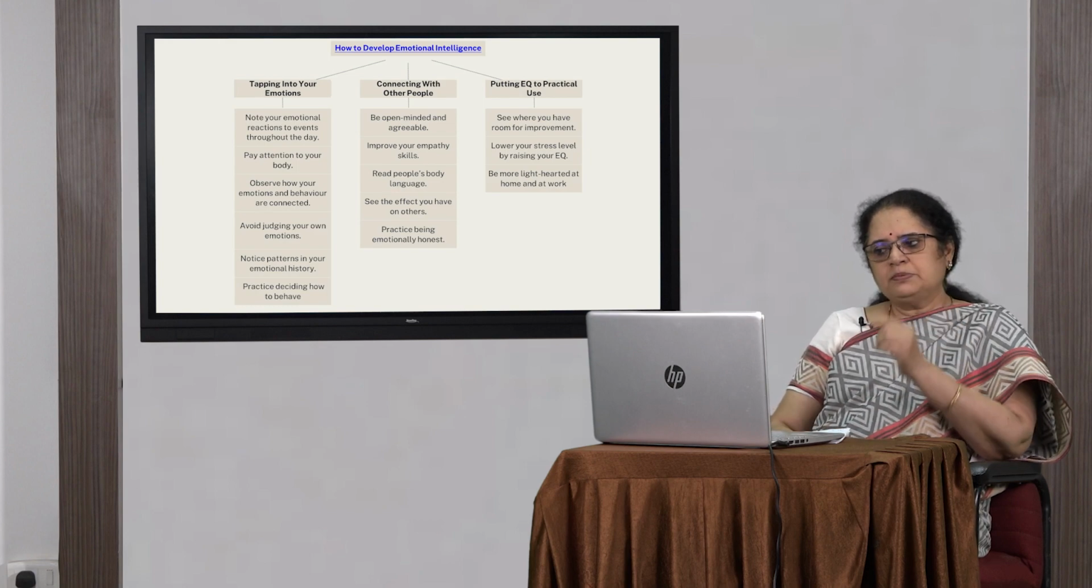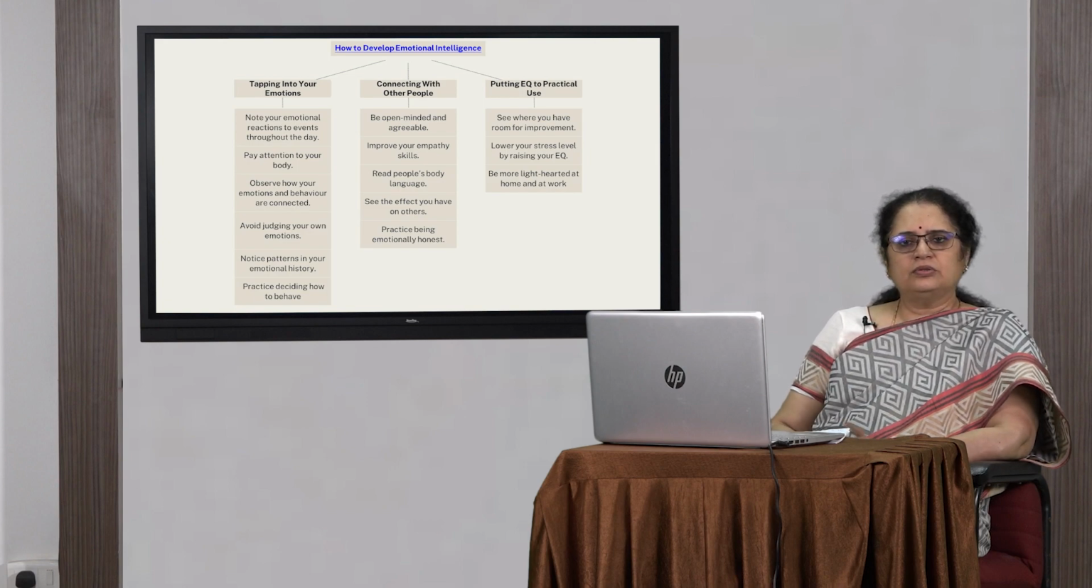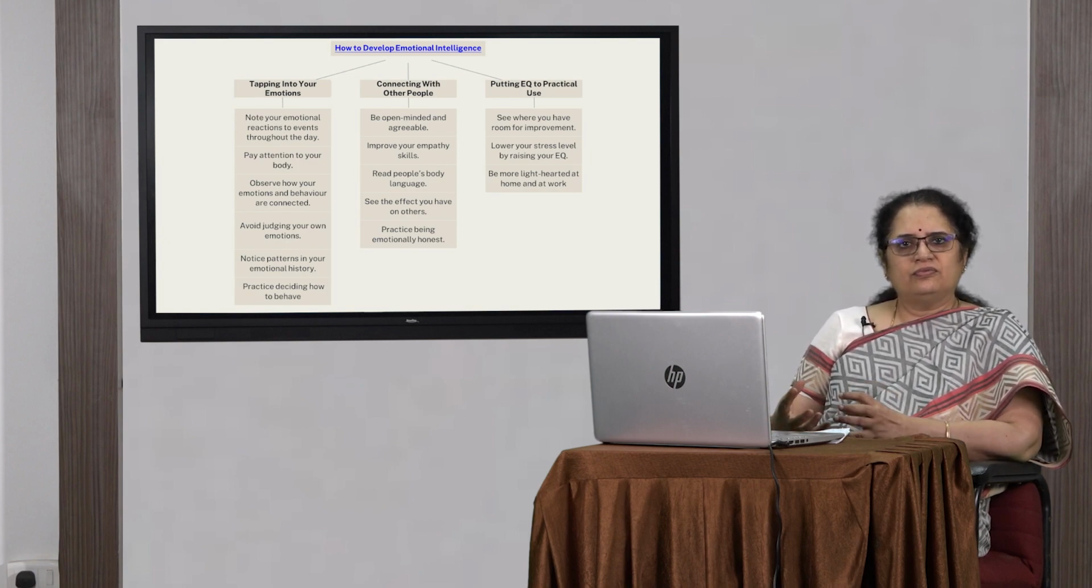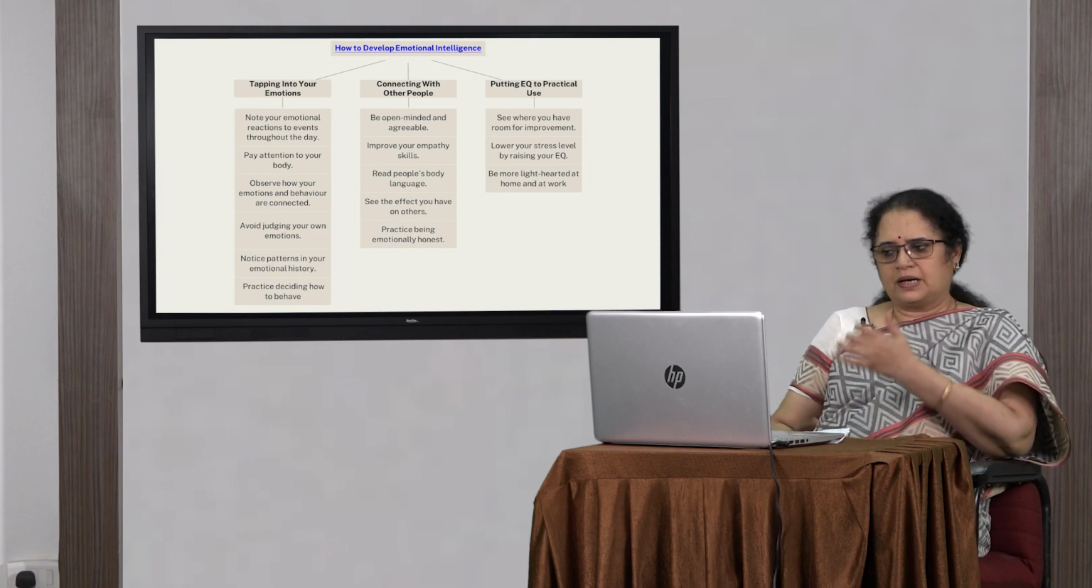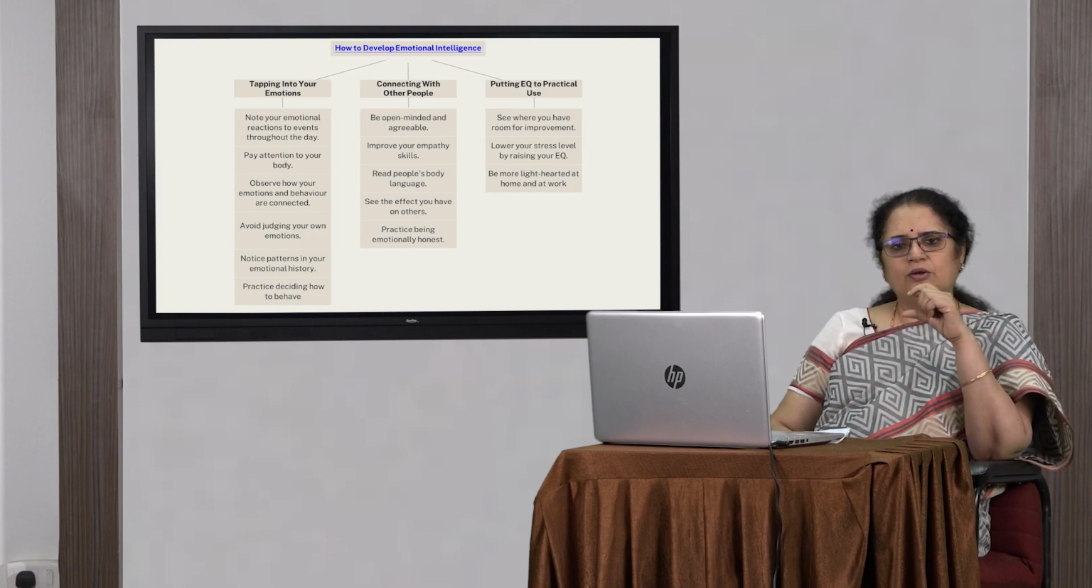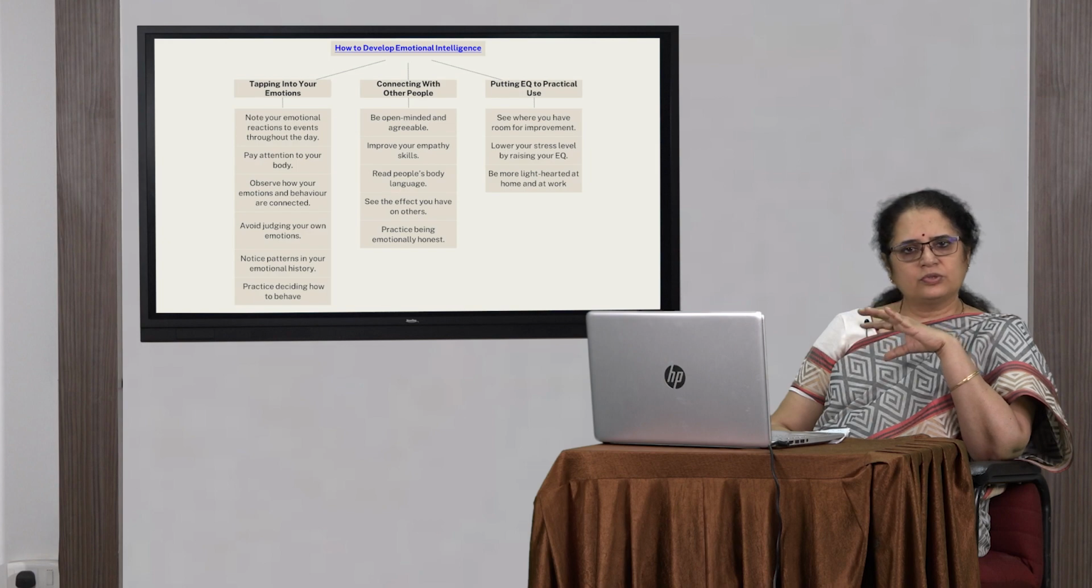And the third point is putting EQ to practical use. Now that we know that I have this much EQ, let us say 6 on 10 or a 7 on 10 is my EQ, right? So now I know this. I have 6 EQ out of 10 points. So how do I put it to practical use? As I said, look for room for improvement. Look at those 4 points where I could have scored a yes, but I got a no.